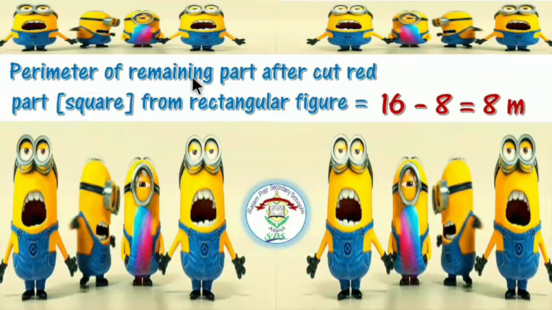Perimeter of the remaining part after cutting the red square part from the rectangle figure. Please take care. Cut means remove. Cut means minus. So we will calculate the perimeter of the remaining part after cutting the red square from the rectangular figure, which equals 16, the perimeter of the rectangle, minus 8. 8 is the perimeter of the square, equals 8 meters.